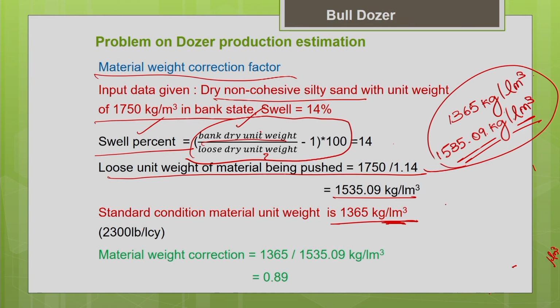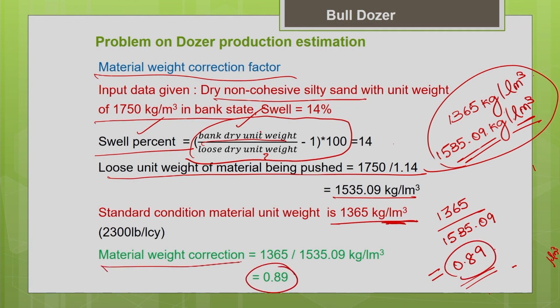So how to find the material weight correction factor? It is nothing but 1365 divided by 1535.09. So that gives me the material weight correction factor is 0.89. Obviously, it is also less than 1. It is going to reduce my productivity. So this is your material weight correction factor. Fine.